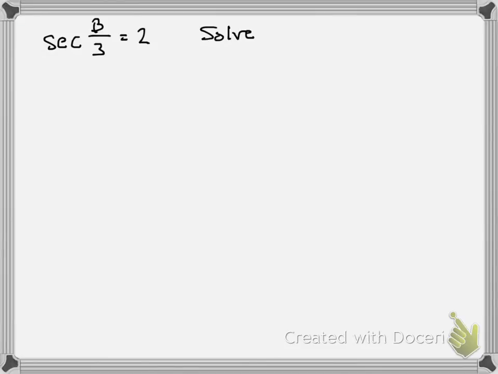This is secant of b over 3. And I know that secant is related to cosine. So what if instead I said this was cosine of b over 3? Well, I know secant and cosine are related because they're reciprocals. So this b over 3, that's the angle. That doesn't reciprocate. But the ratio for secant is 2. The secant ratio here is 2, which means the cosine ratio would be 1/2. Okay, so that looks way easier.